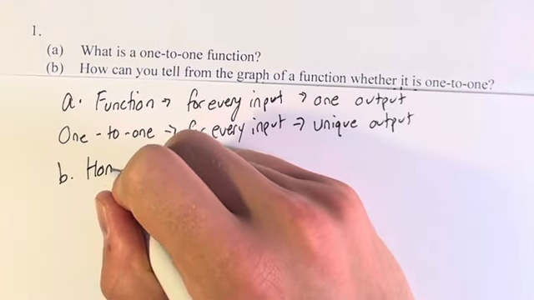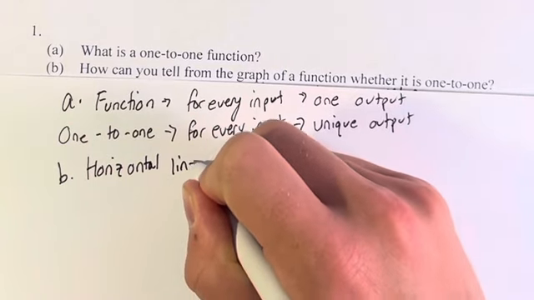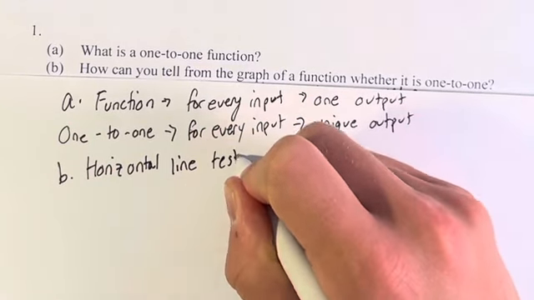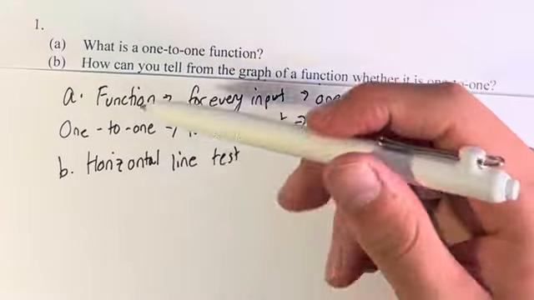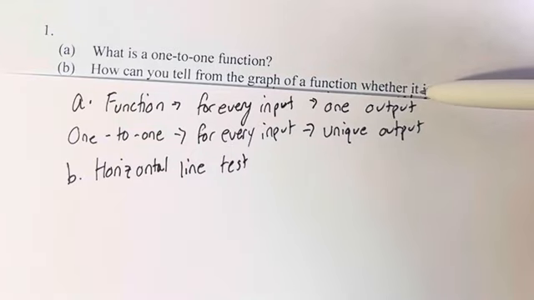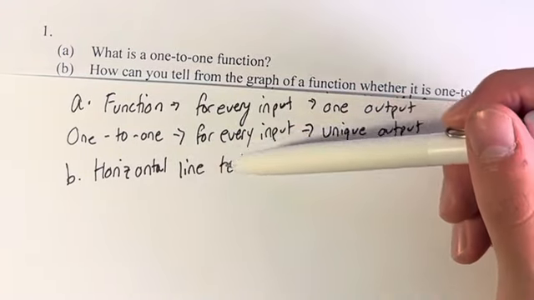Doing the horizontal line test, in the same way that we do the vertical line test to test whether it's a function. The horizontal line test states that for any one-to-one function, every horizontal line only intersects the function once.